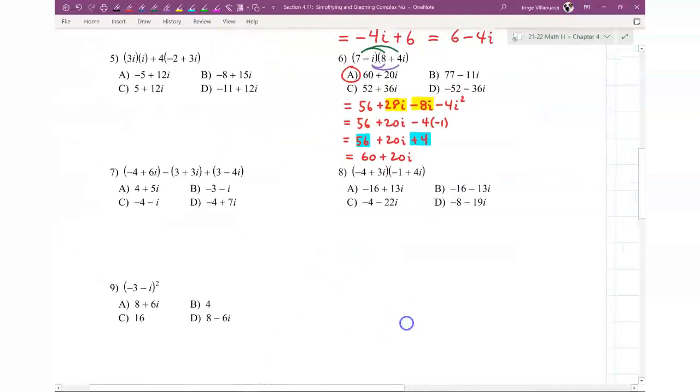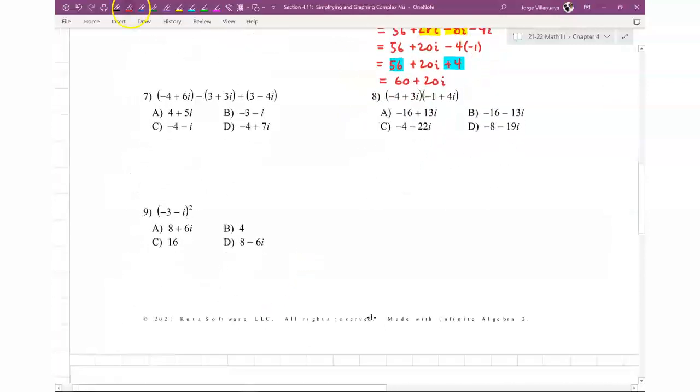Do me a favor, because 6 and 8 are basically the same. It's just some extra numbers there. Number 7 is just distributing numbers and adding and subtracting. Not a big deal. Do number 9 for me, okay? And then right now I'll come back and do this. But I want you guys to remember one thing here.